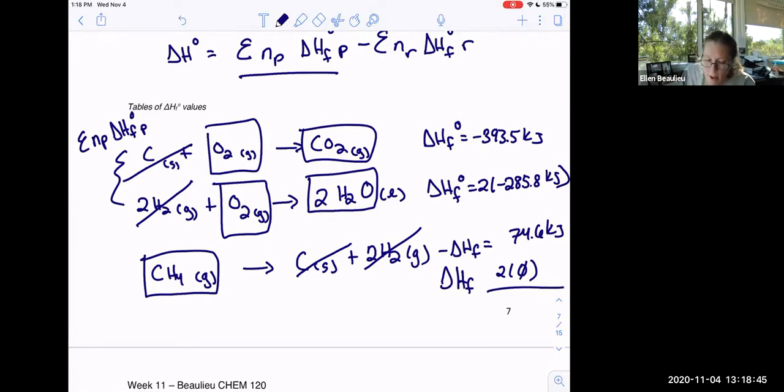I add those up and my heat of reaction is going to be a standard enthalpy, and it is going to be, if I sum those up, I get negative 890.5 kilojoules. How are we doing?